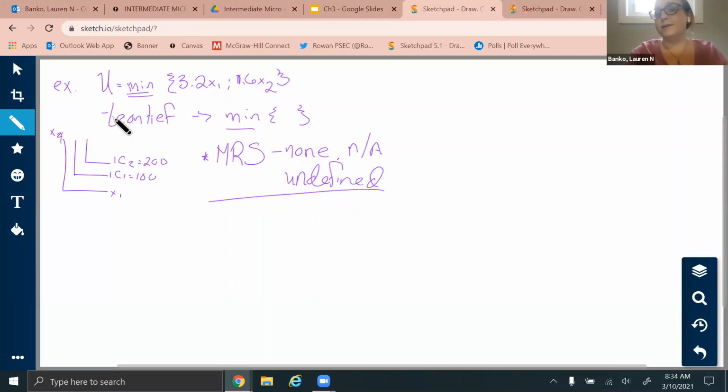So in the future on a quiz, I might say, here's this utility function like this one up here. What is the MRS? Without even really looking through your notes, if you see the minimum on top, oh, this is undefined. I don't need to do any kind of math. I don't need to divide by anything. It's just undefined, and it should be automatic, okay?